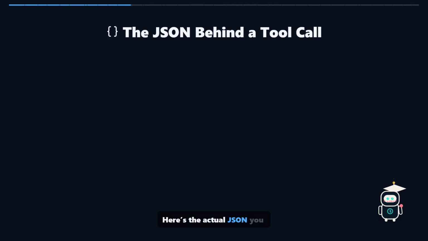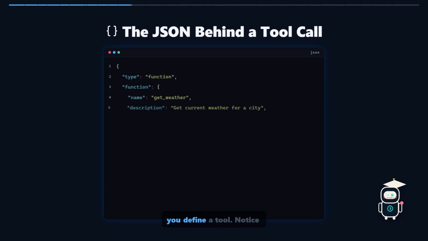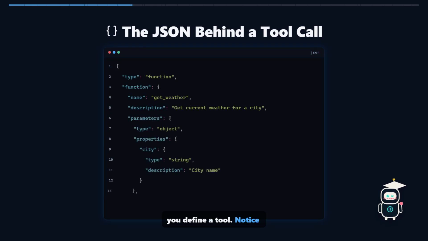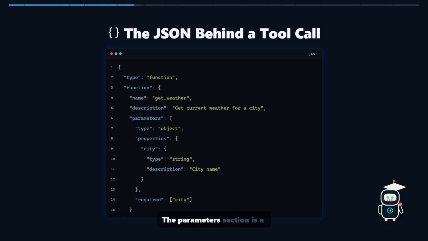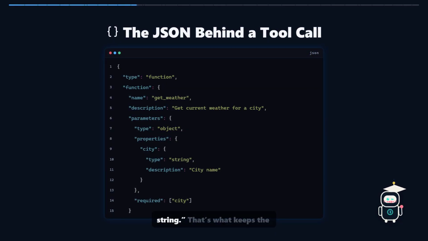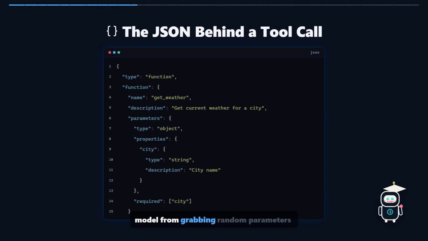Here's the actual JSON you send to the model when you define a tool. Notice the name field. The model uses that to figure out which function to call. The parameters section is a JSON schema that says, "There's one required field called city, and it must be a string." That's what keeps the model from grabbing random parameters like country or zip code.